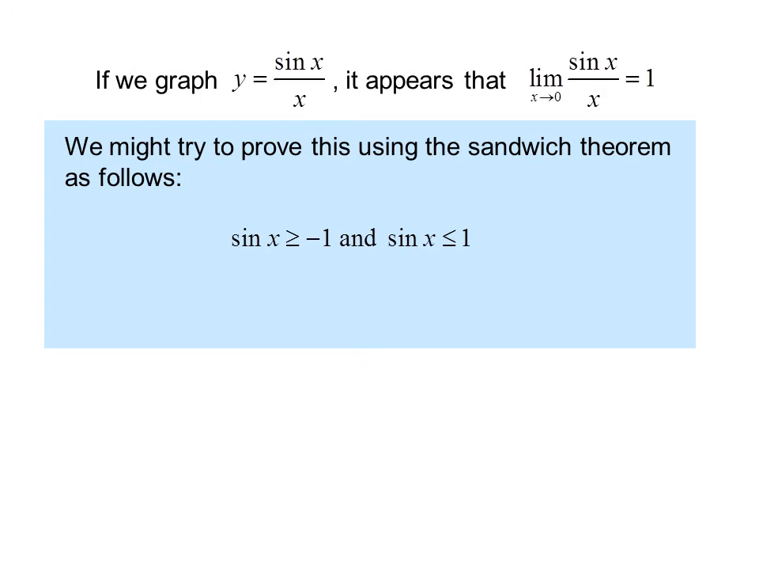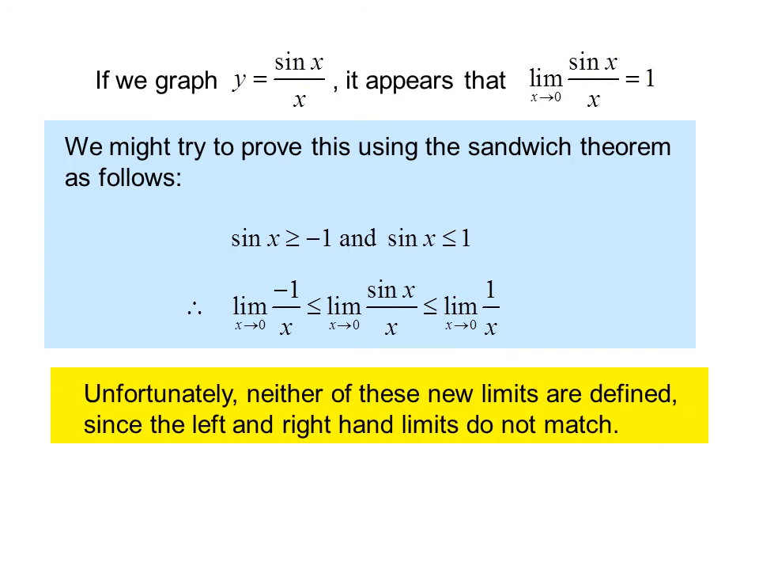Sine x is greater than or equal to -1, and sine x is less than or equal to 1. So we could try taking the limit as x goes to 0 of negative 1 over x, which is less than or equal to the limit as x goes to 0 of sine x over x, which is less than or equal to the limit as x goes to 0 of 1 over x. We've got a problem though. Neither one of these new limits is defined since the left and right-hand limits do not match. You can look at the graph of 1 over x to see that.